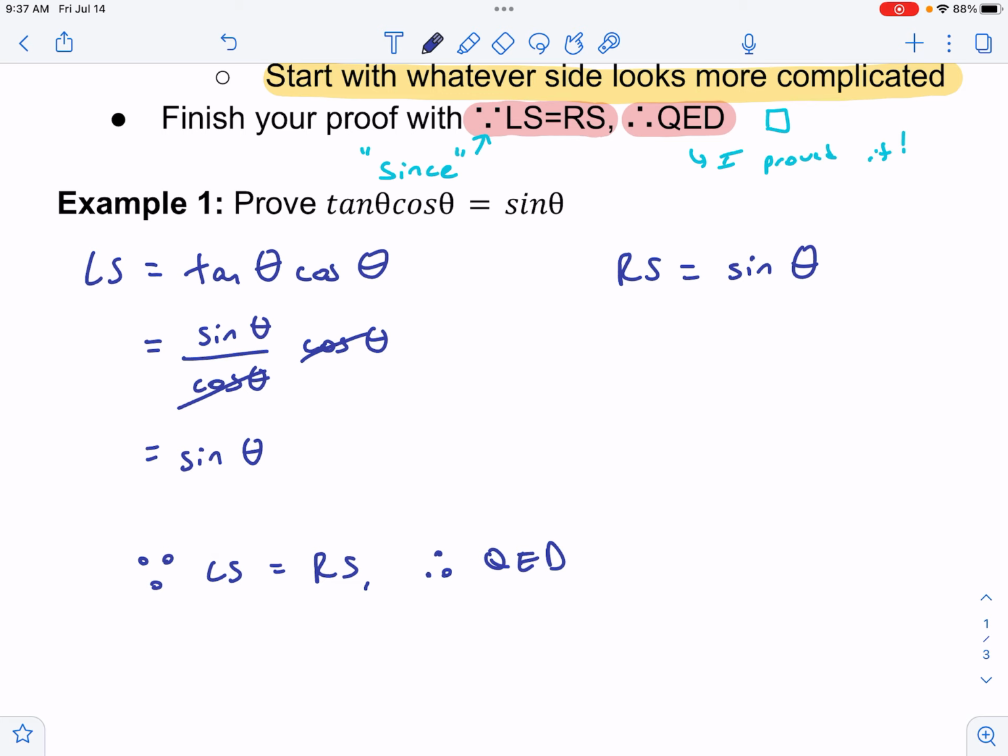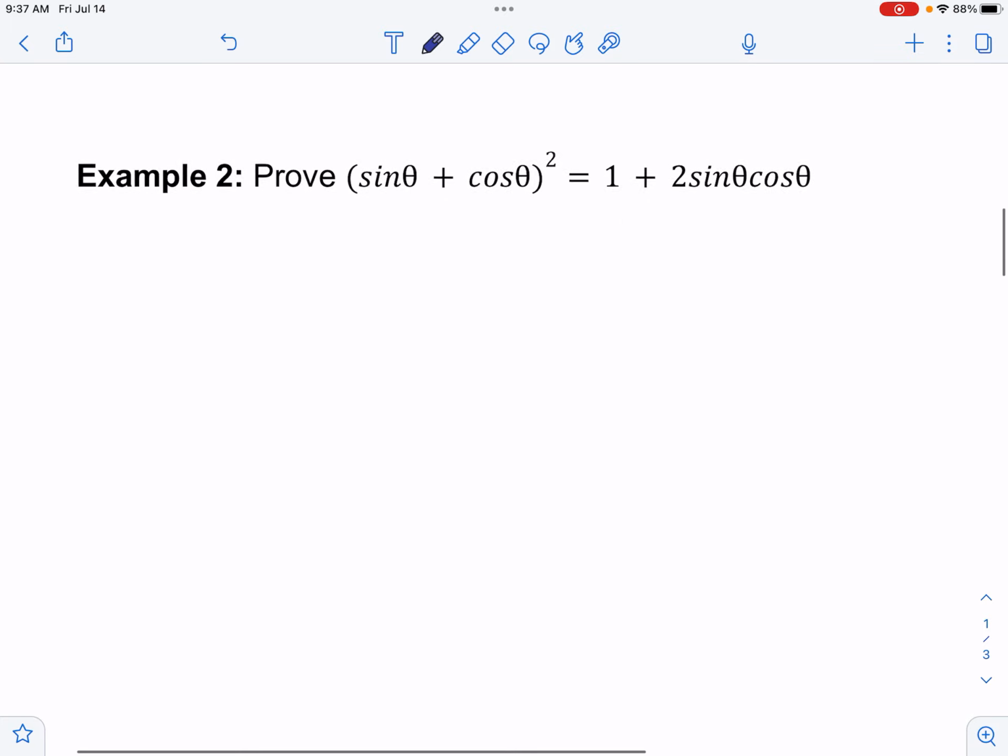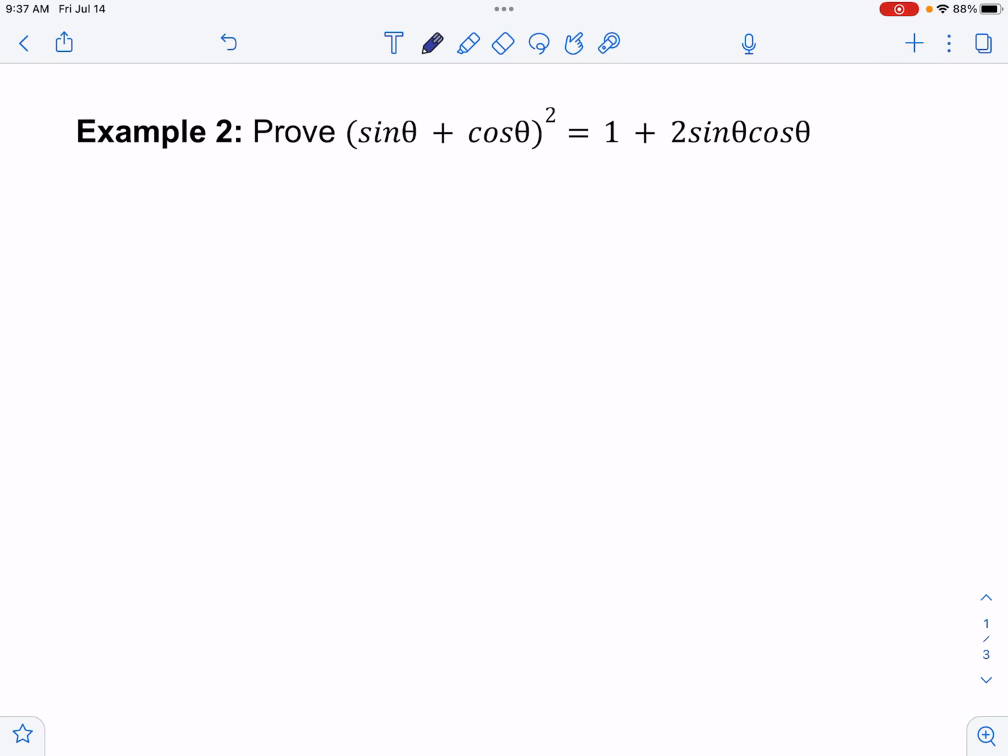Okay, that was pretty easy, right? A little bit of massaging, a little bit of manipulating. Example number 2. Prove that sine theta plus cosine theta, all squared, is equal to 1 plus 2 sine theta cos theta. First step, always separate them.